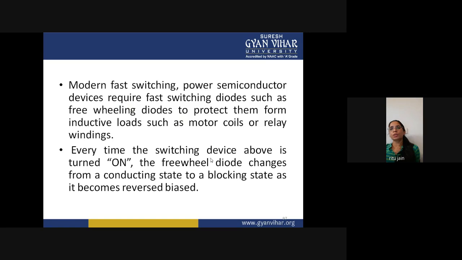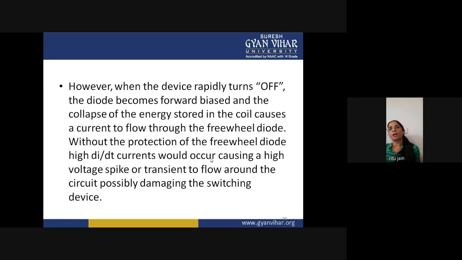Modern fast switching power semiconductor devices require fast switching diodes, such as freewheeling diodes, to protect them from inductive loads such as motor coils or relay windings. Every time the switching device is turned on, the freewheeling diode changes from a conducting state to a blocking state as it becomes reverse biased. However, when the device rapidly turns off, the diode becomes forward biased, and the collapse of the energy stored in the coil causes a current to flow through the freewheeling diode.